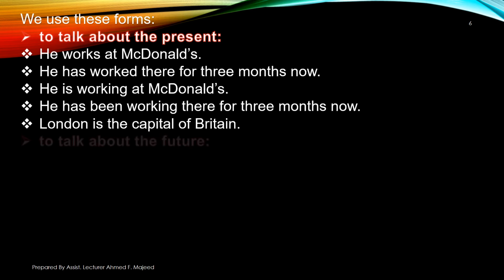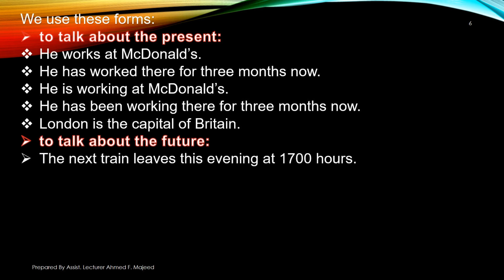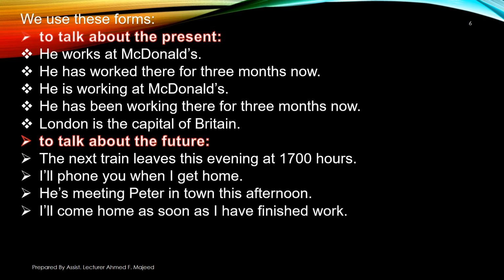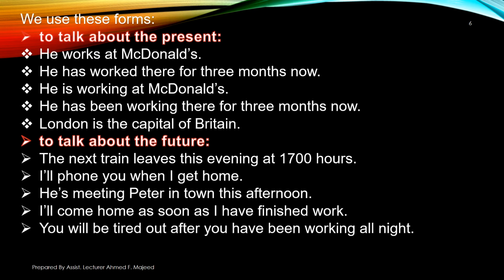And so also to talk about the future. The next train leaves this evening at 700 hours. I'll phone you when I get home. He is meeting Peter in town this afternoon. I'll come home as soon as I have finished work. These are the uses of the present to talk about the future. The last example, you will be tired out after you have been working all night.